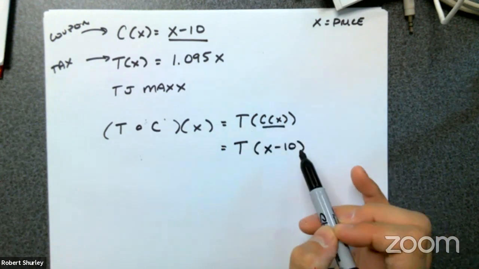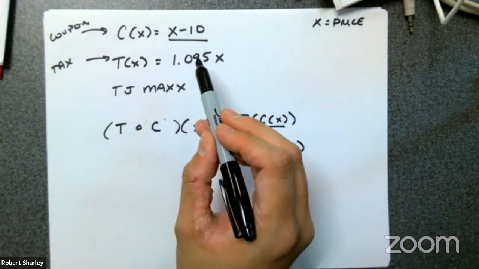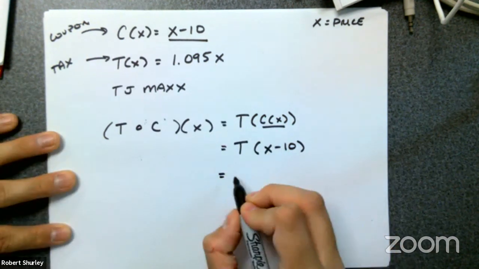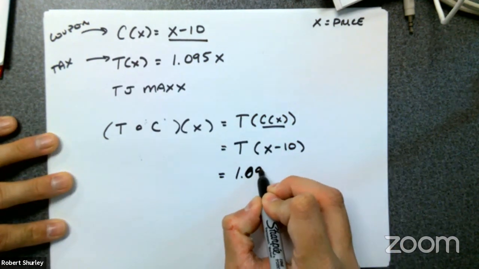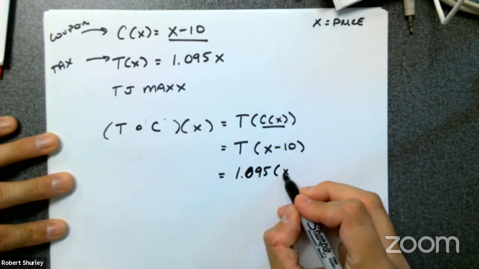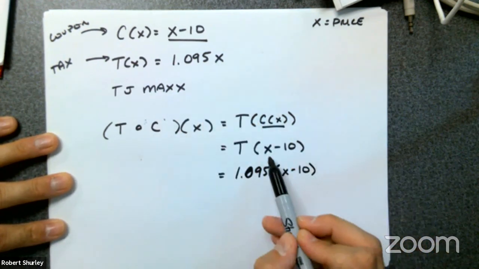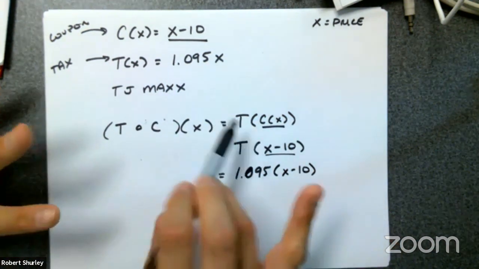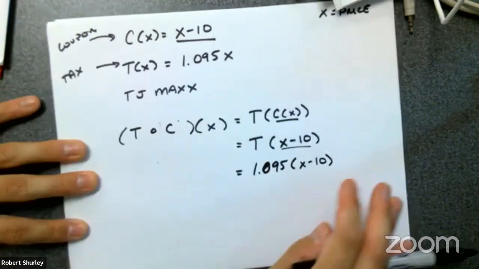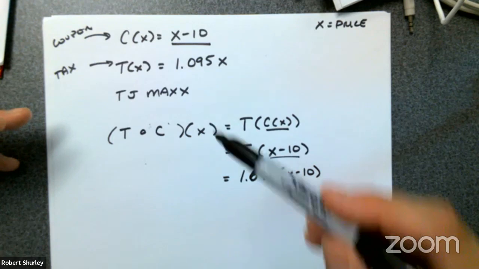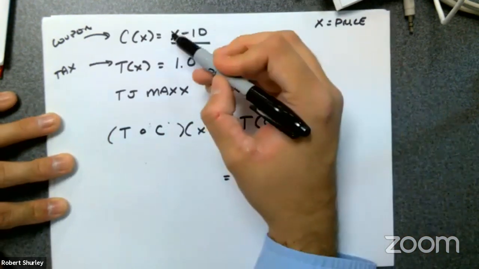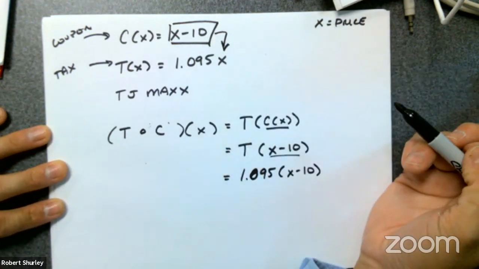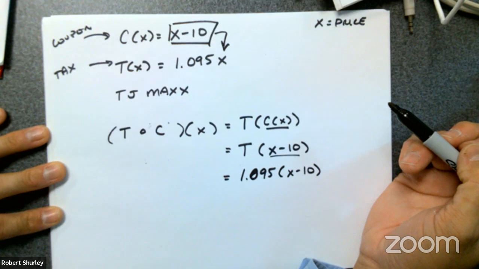Then now I can find T of X minus 10. Look, T is right here, 1.095X. Well, if X is X minus 10, this would be 1.095 times X minus 10, right? Because our X now is X minus 10. Now notice, you don't have to do all this if you realize which one's the inside and the outside function. Since C is the inside function, all you're doing is taking that C of X and plugging it into the X for the outside function, okay?